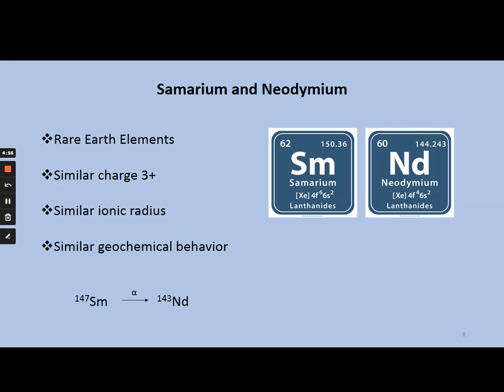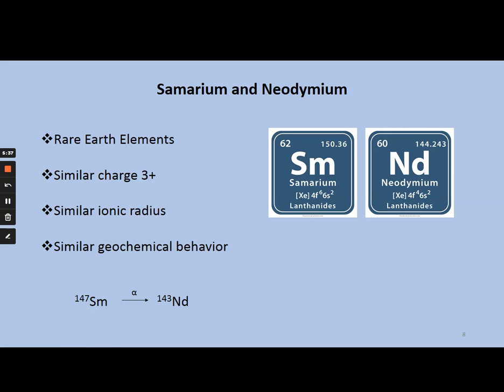So let's start with the Sm-Nd system. So samarium and neodymium, they are both middle rare earth elements. They have a similar charge and radius, and as a result, they have a similar geochemical behavior. Samarium has 7 naturally occurring isotopes, 3 of which are radioactive, but only samarium-147 has a half-life that is sufficiently short to produce small but measurable differences in the abundance of neodymium-143 over periods of several million years.